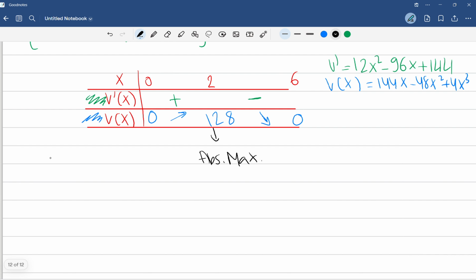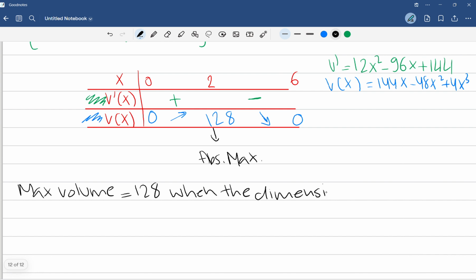Now, how am I going to answer the question? They asked me what dimensions. So the way I'm going to phrase my solution is going to be like this. I'm going to say, for example, the maximum volume is equal to 128, right? So this is our maximum volume when the dimensions are, what did we say our dimensions are? We have length, width, and height. Our length and width were 12 minus 2x, remember? So 12 minus 2x, 12 minus 2x. And then for our height, it was just x.